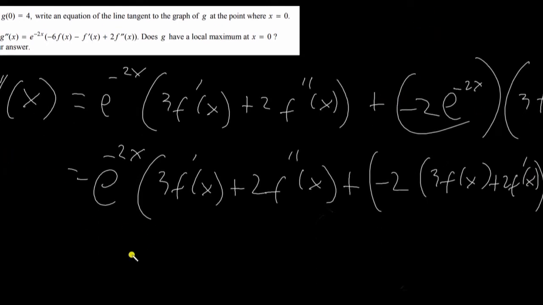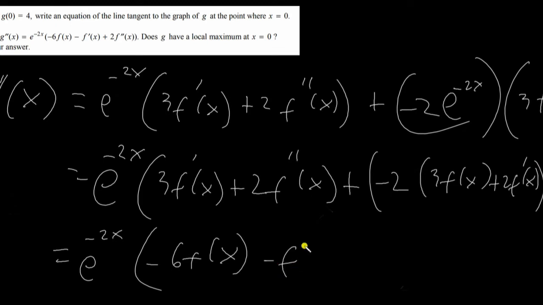Okay. Now let's simplify this middle part here. e to the negative 2x. We'll start with this guy here. Negative 2 times 3 is negative 6 f of x, so I'll bring that to the front. And then for the f primes, I'll have the negative 2 going there, I'll get a negative 4. And I have the 3 f prime of x minus 4 f prime of x, that's going to be minus f prime of x. And then I just have the plus 2 f double prime of x here.